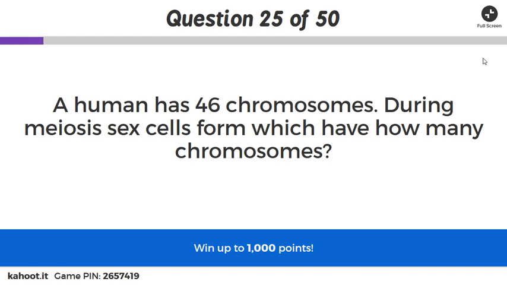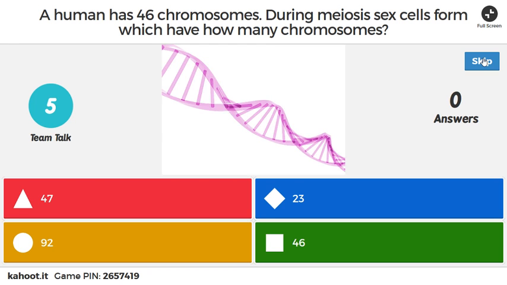So a human has 46 chromosomes. During meiosis, sex cells form which have how many chromosomes? So we could say sex cells, we could say gametes, we could say haploid. How many chromosomes form during meiosis if a human cell has 46 chromosomes?